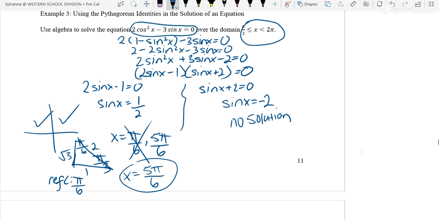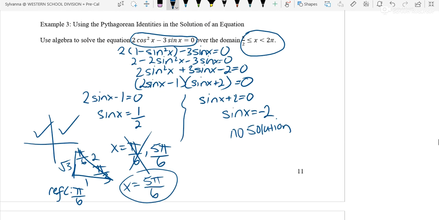Now, we went through all the examples in this part of the notes. We'll do the try it yourselves in class together.